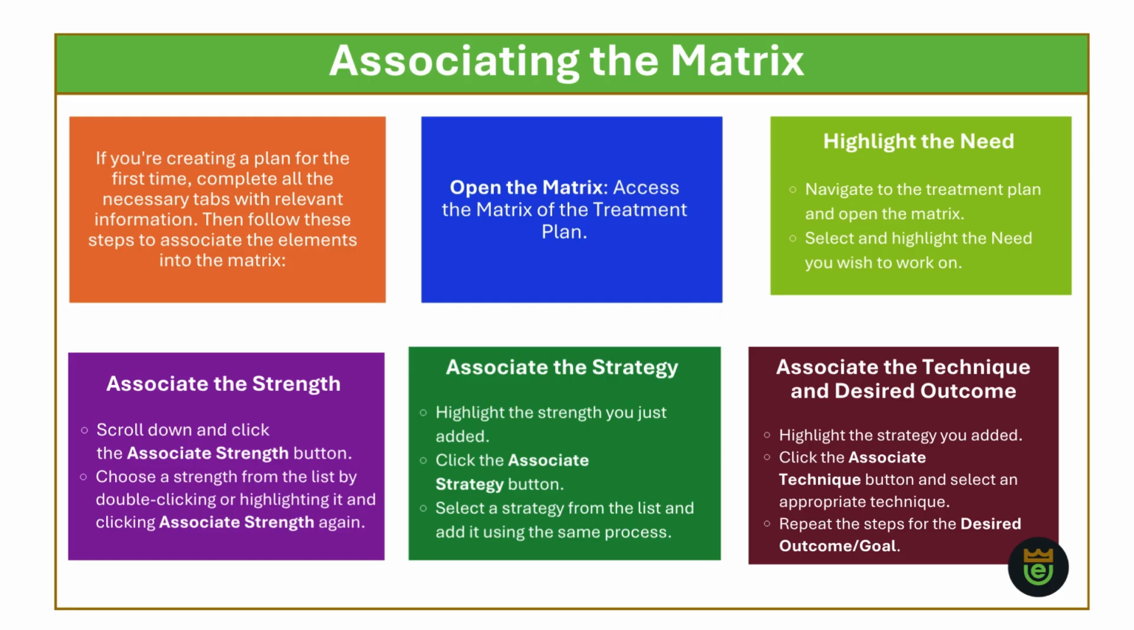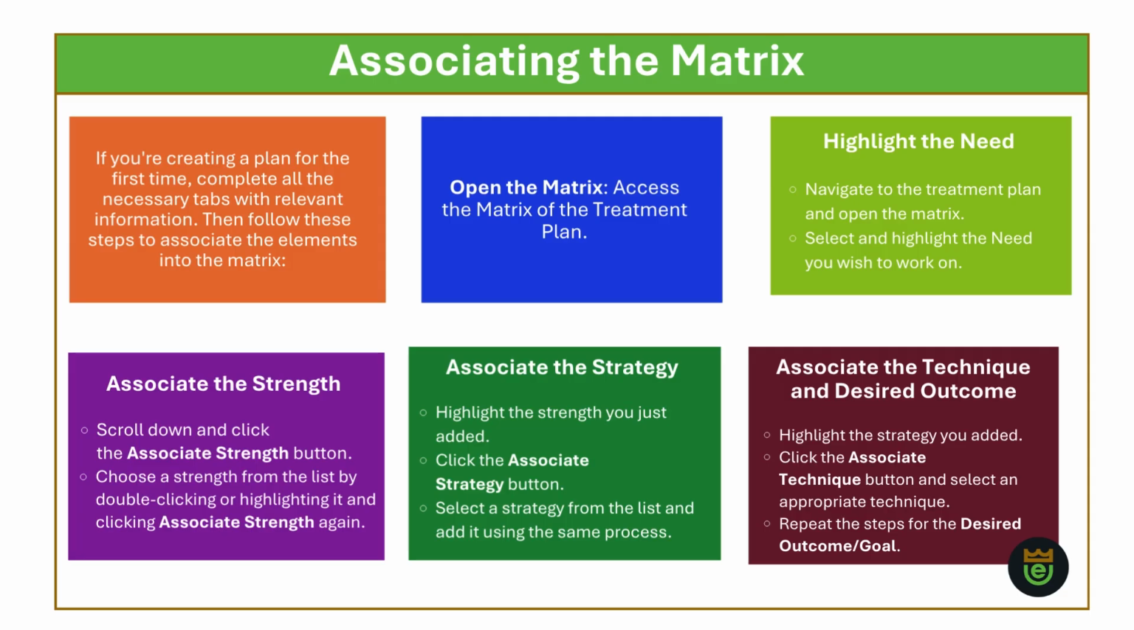After the strength is associated, the next step is to add a strategy. Highlight the strength you just added, then click the Associate Strategy button. Select a strategy that aligns with both the strength and the need, and click Associate Strategy again to add it to the matrix. With the strategy in place, continue by associating a technique.